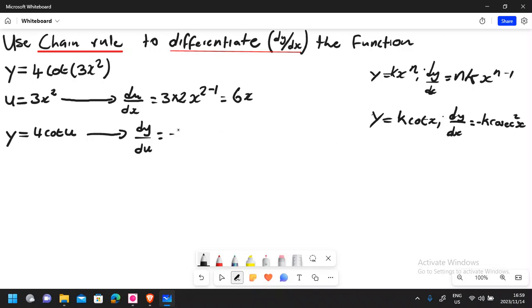It's going to be negative 4, then we say cosec, remember, squared. In terms of x, we use u because we are deriving u. Remember, du. So this is going to be like that.